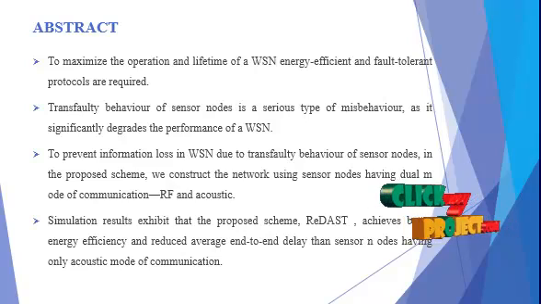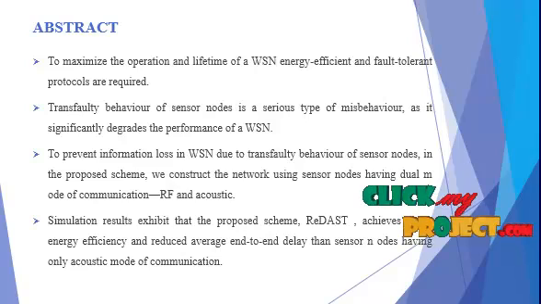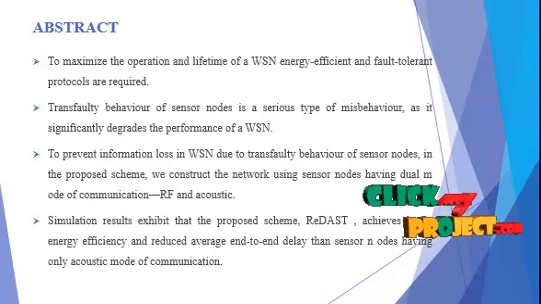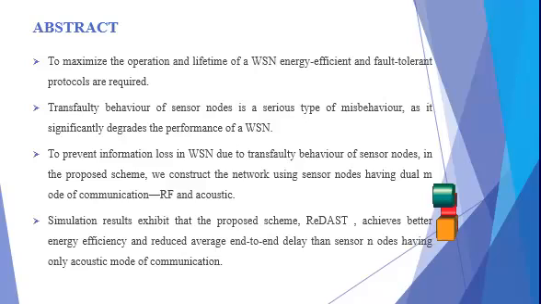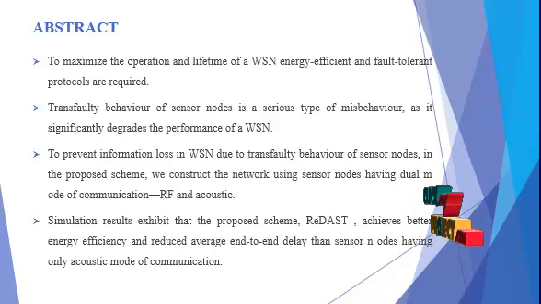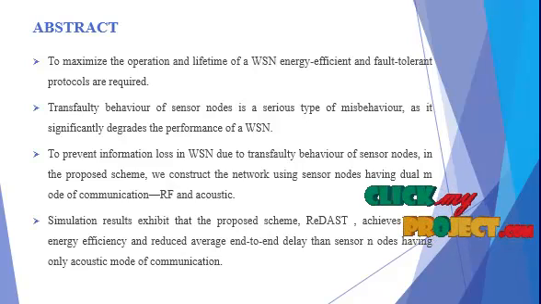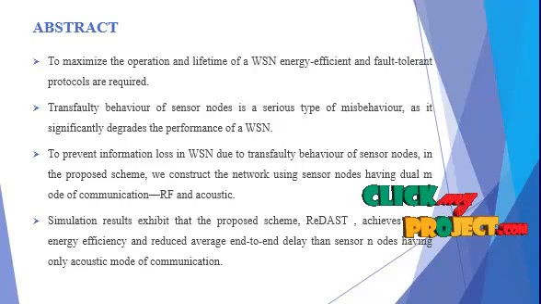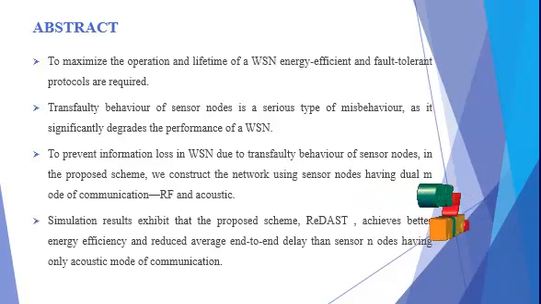To prevent information loss in WSN due to trans-faulty behavior of the sensor node, in the proposed scheme, we construct the network using sensor nodes having the dual mode of communication, radio frequency and acoustic. To get redundant coverage within a radiation affected area, all the sensor nodes in the area become activated and switch to the acoustic communication mode after detecting themselves to be affected by radiance. In network, data fusion is performed to get actual information from the redundant information received from the radiation affected area.